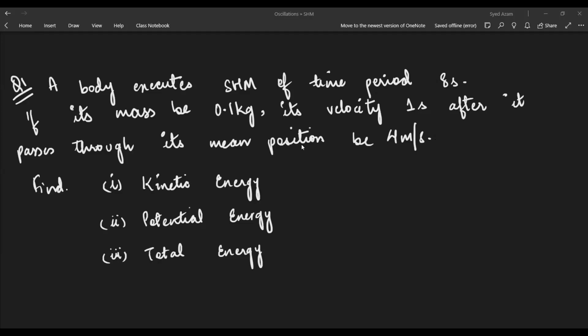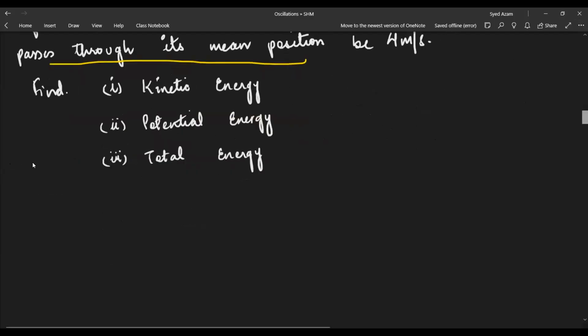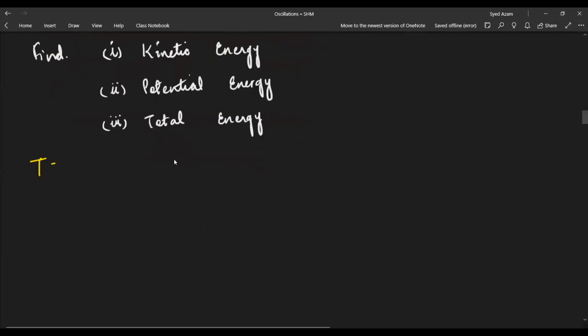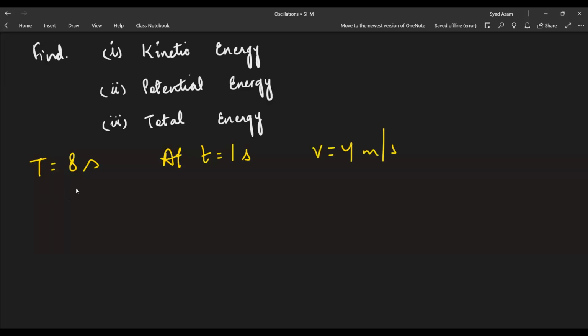And what is the position? Passes through its mean position. So what all things do we have? We have to find out kinetic energy, potential, and total. So time period is 8 seconds. At t equal to 1 second, we have the velocity as 4 meter per second. And mass is also there, 0.1 kg.